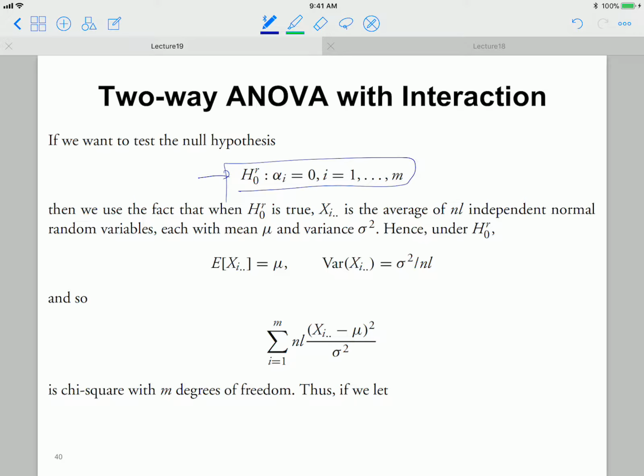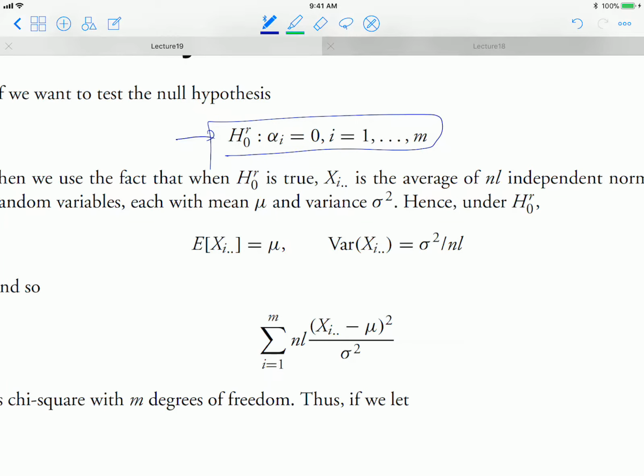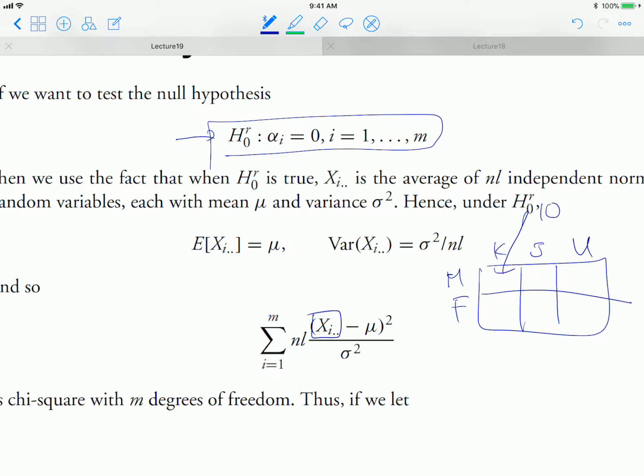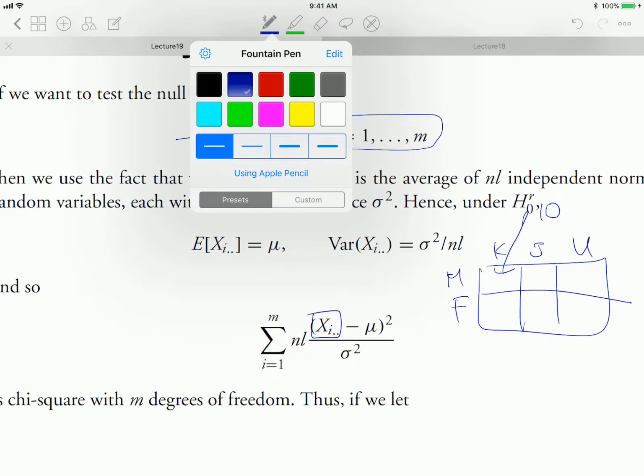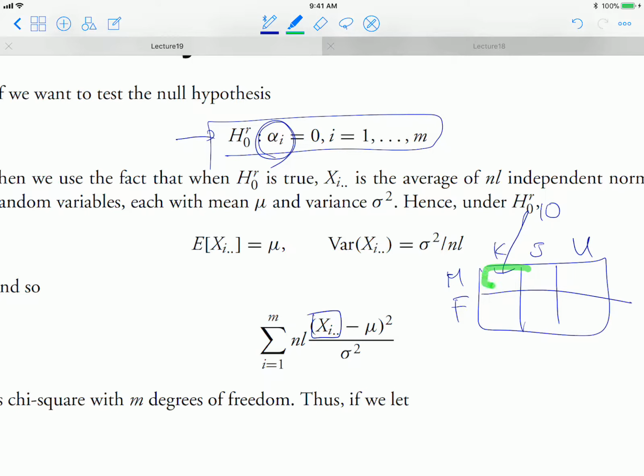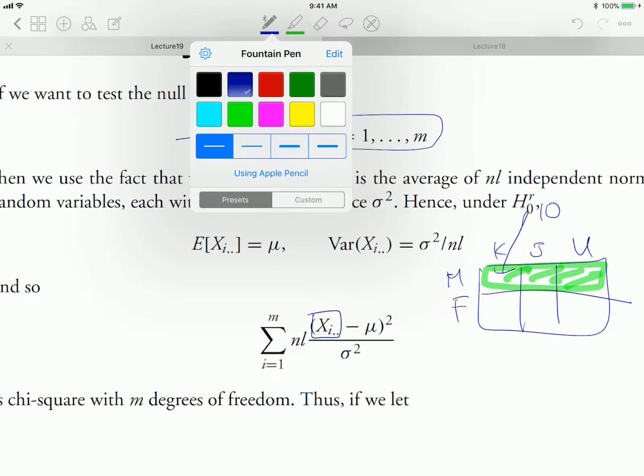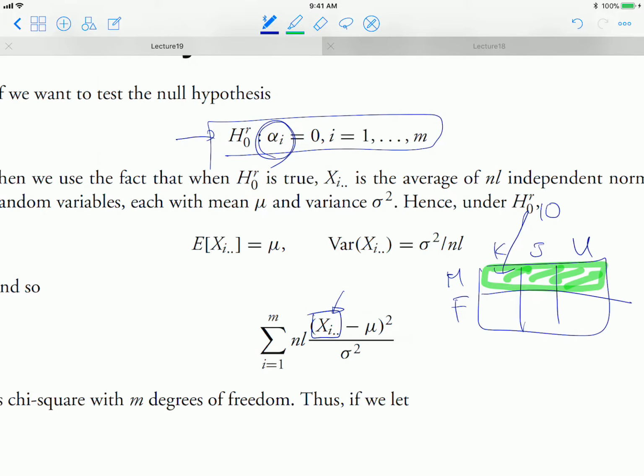Okay, so let's look at this null hypothesis where the alpha i's are all zeros. In this case, we of course consider this x i dot dot. So again, this is male or female, and Korea, Japan, and the US, and then we have 10 different samples. We are concerned about these alpha i's being zeros or not. So we now consider the sample mean of all these, right? So this is called x i dot dot, okay?